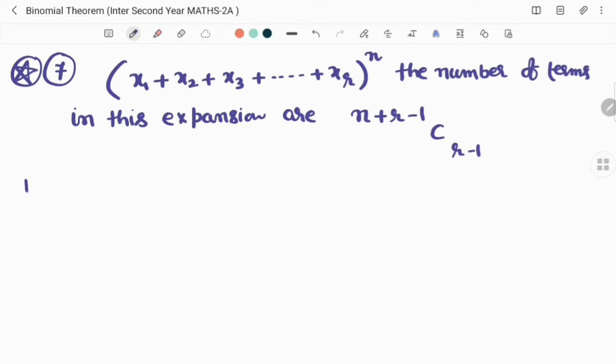Suppose, for example, I am taking a trinomial.